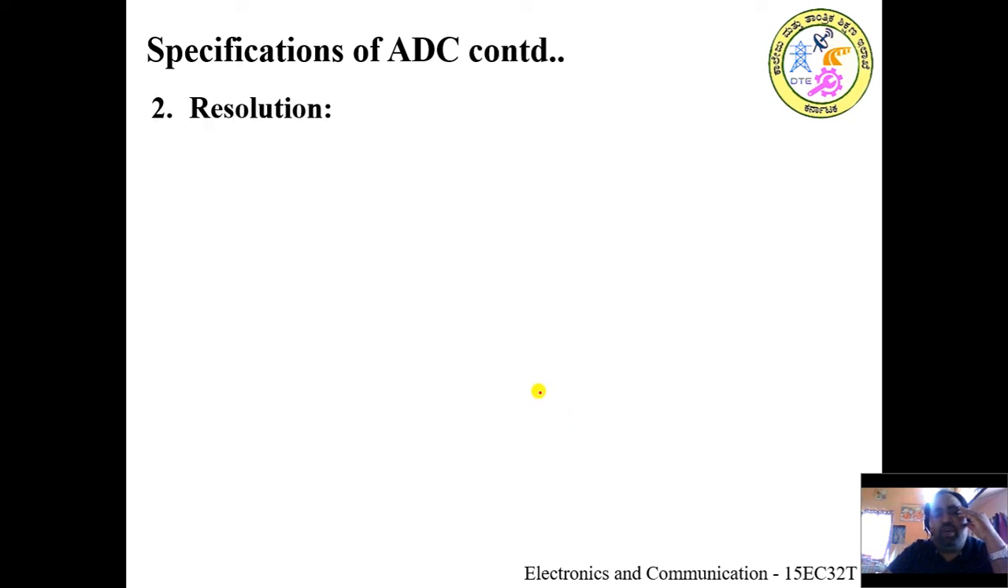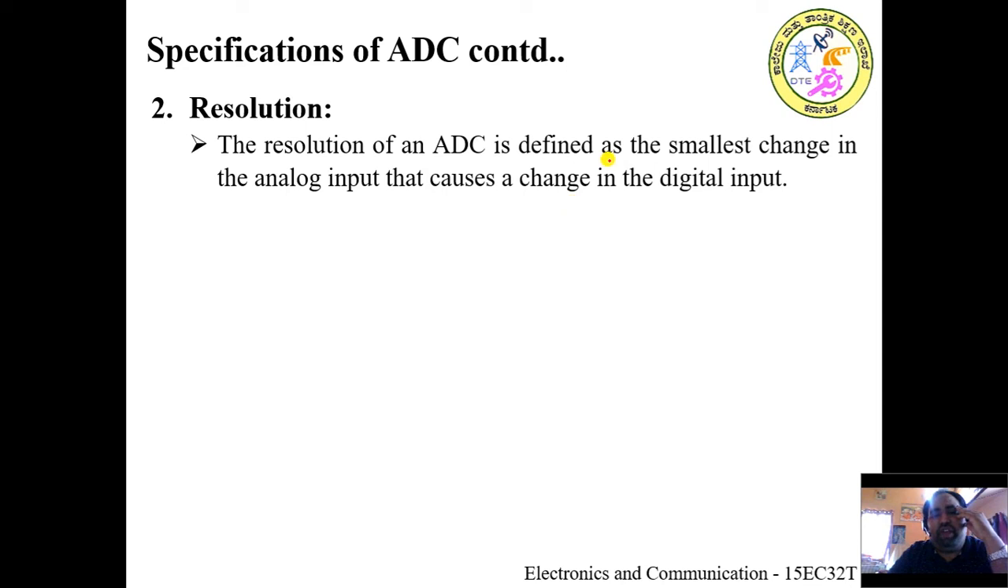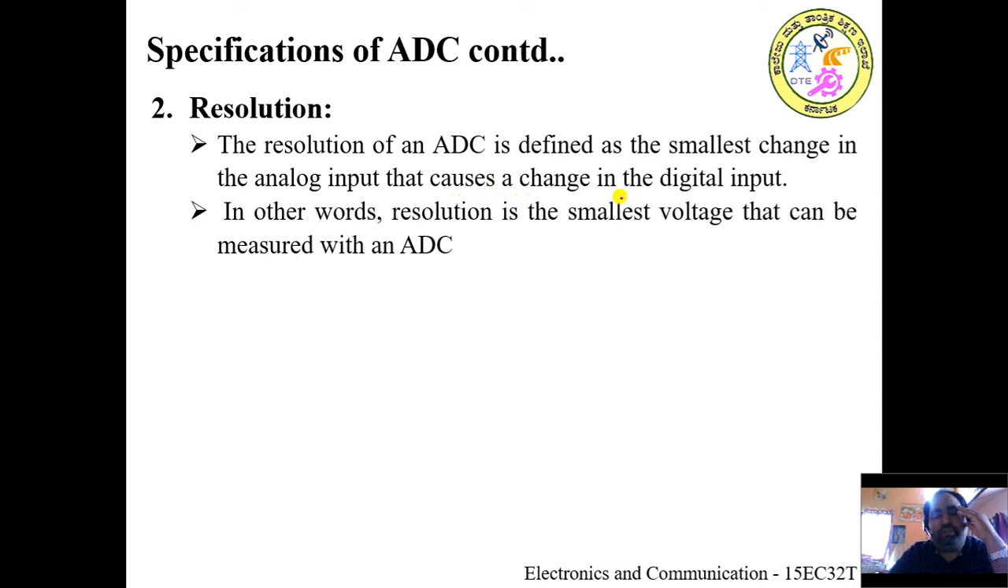And the next important specification of ADC is resolution. The resolution of ADC is defined as the smallest change in analog input that causes a change in the digital output. In other words, you can also define it as the smallest voltage that can be measured with an ADC.